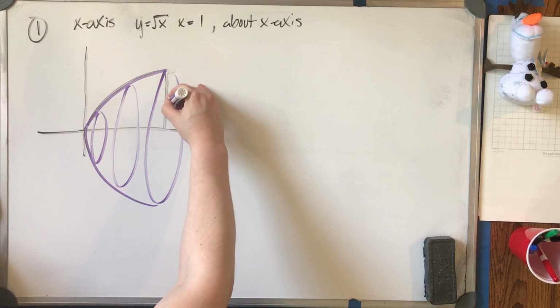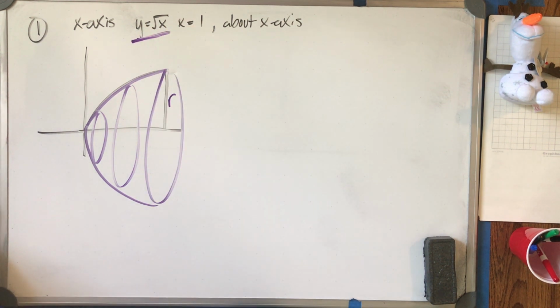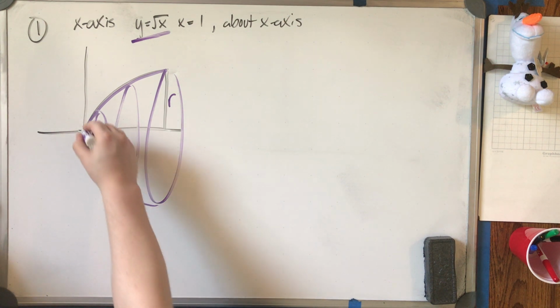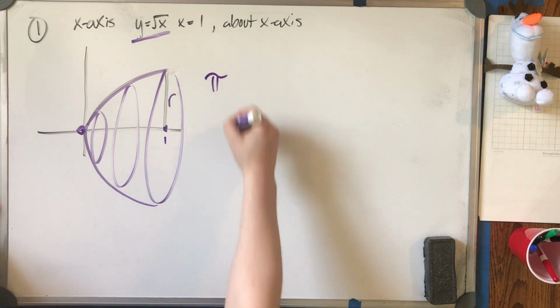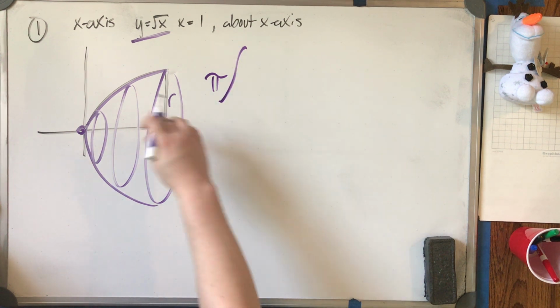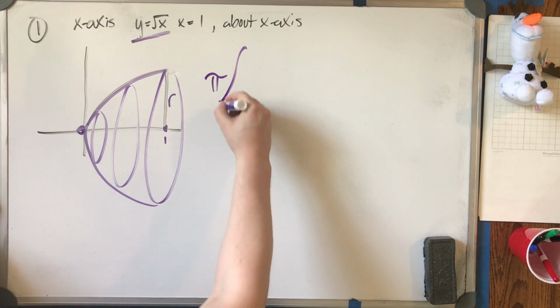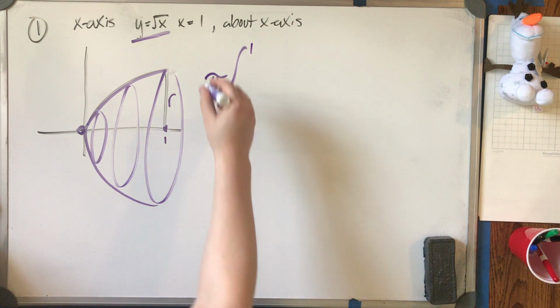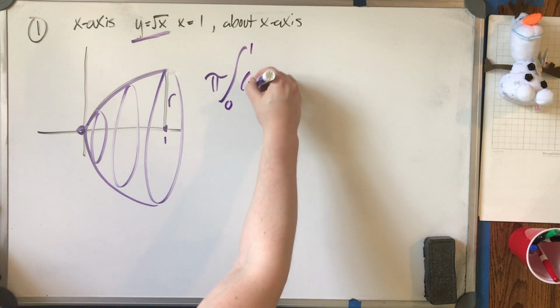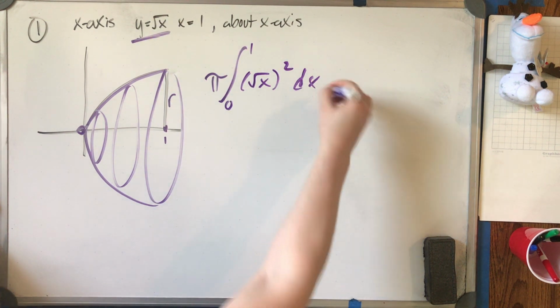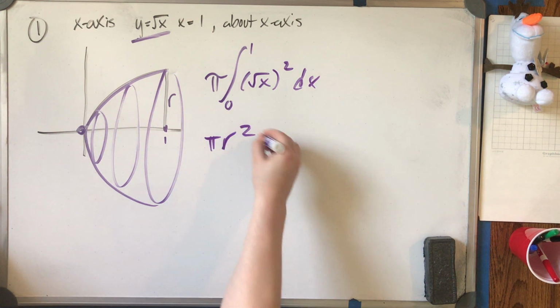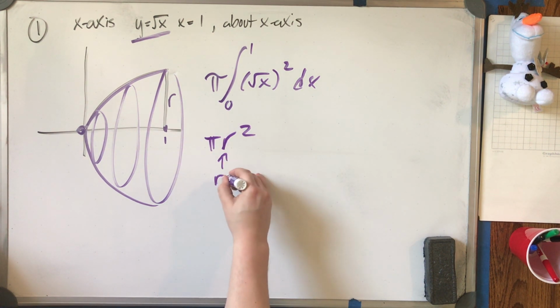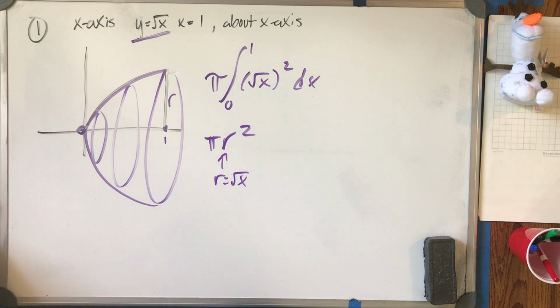My radius is going to be defined by the equation y equals the square root of x, and I'm going from 0 to 1. So I'm going to have pi, because I'm doing the volume, and the area of the circle is going in here from 0 to 1. So I have pi r squared, but r is the square root of x, dx. What I really did there was pi r squared, but I'm saying that r is equal to the square root of x for this circle.